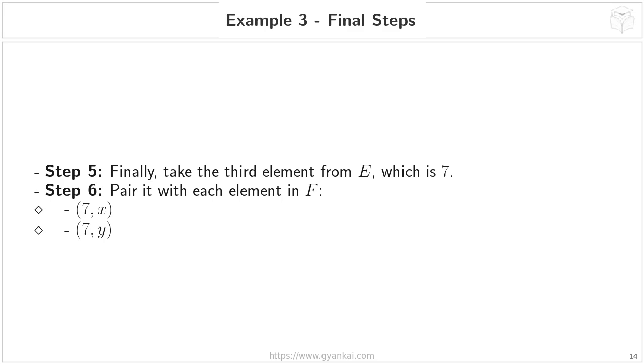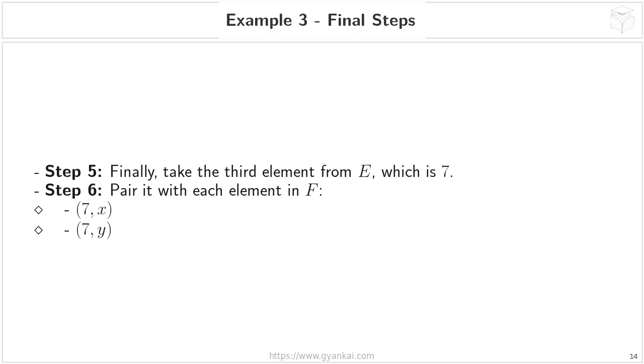Let's continue building our Cartesian product. As we've been doing, we're working with the sets E and F. Remember, E contains the numbers 5, 6, and 7, and F contains the letters x and y. Now, we've already paired up the number 5 with both x and y, and then we moved on to pairing the number 6 with both x and y.